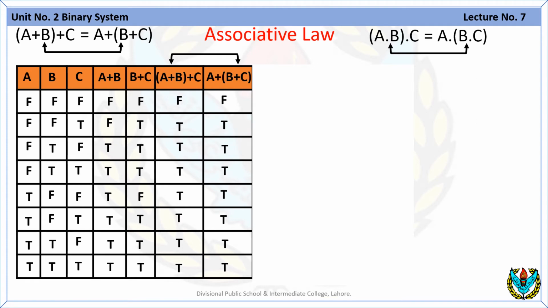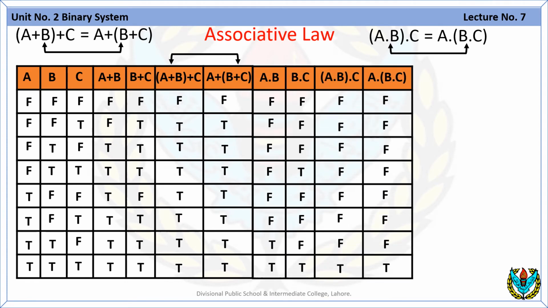Now, in the next column, the same rule applies in the case of the AND operator. It means all the statements should be true, so the output will be true, otherwise false. Both columns contain the same value in each row. Here in the last two columns, it is proved that the left hand side is equal to the right hand side.